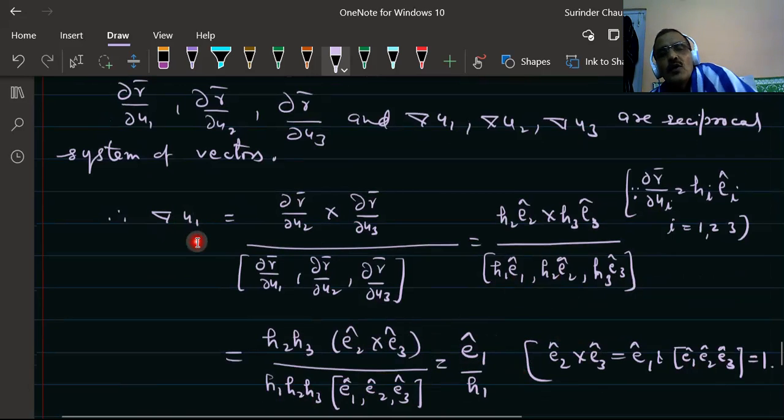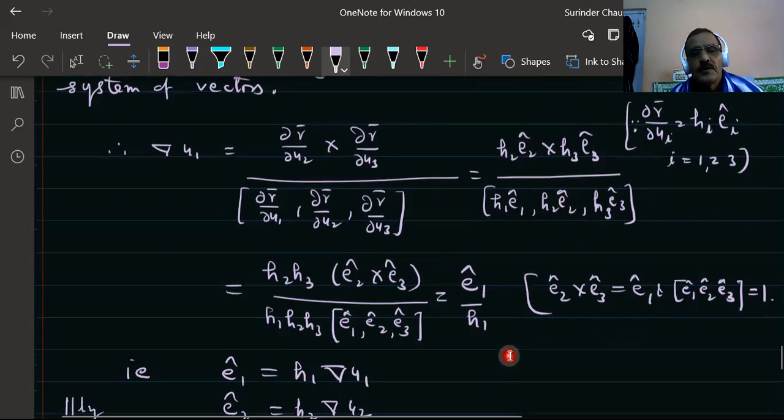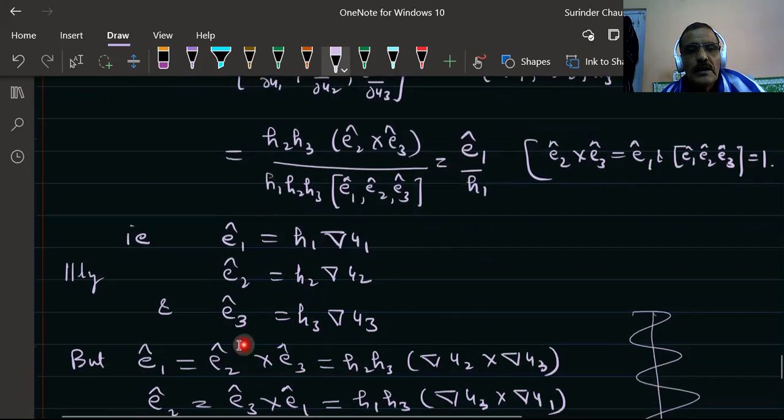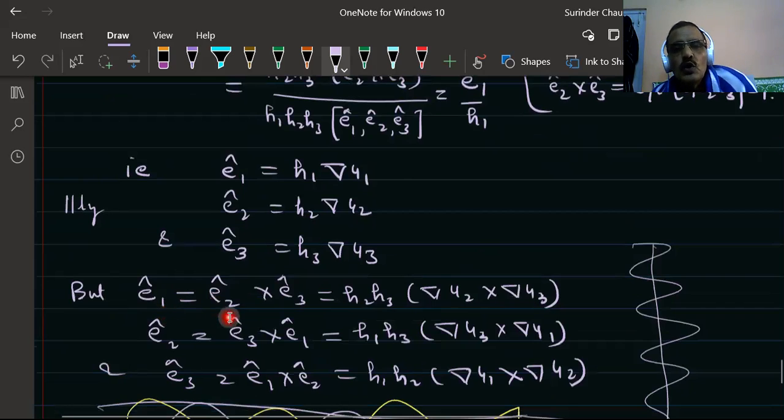So del u1, the gradient of u1, is equal to the unit vector e1 upon H1. Similarly, we can find e2 and e3: e1 is equal to H1 del u1, e2 is equal to H2 del u2, and e3 is equal to H3 del u3. But e1 is equal to e2 cross e3, therefore it becomes H1 del u1 equal to H2 H3 (del u2 cross del u3), and we substitute the value.